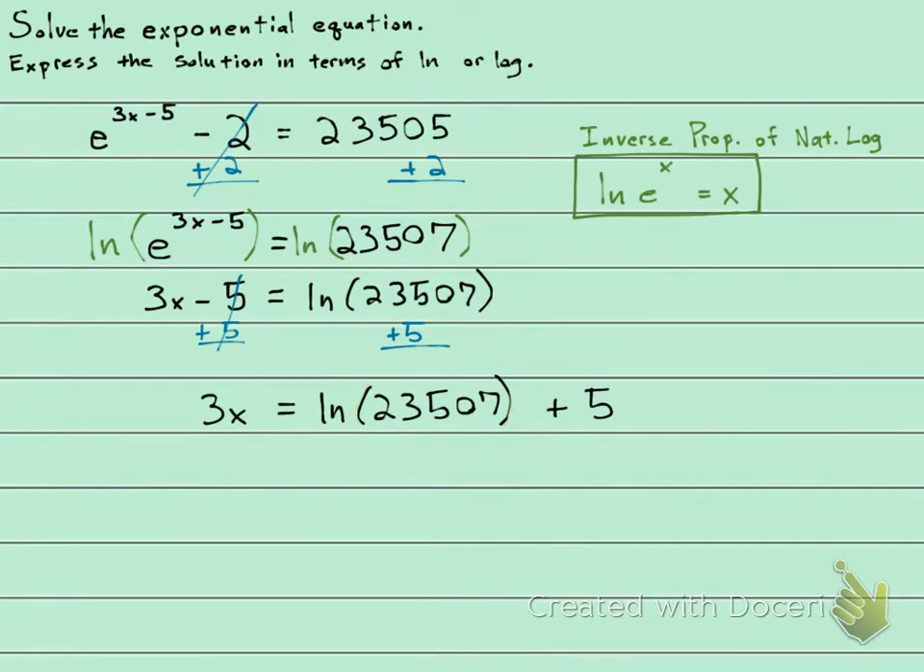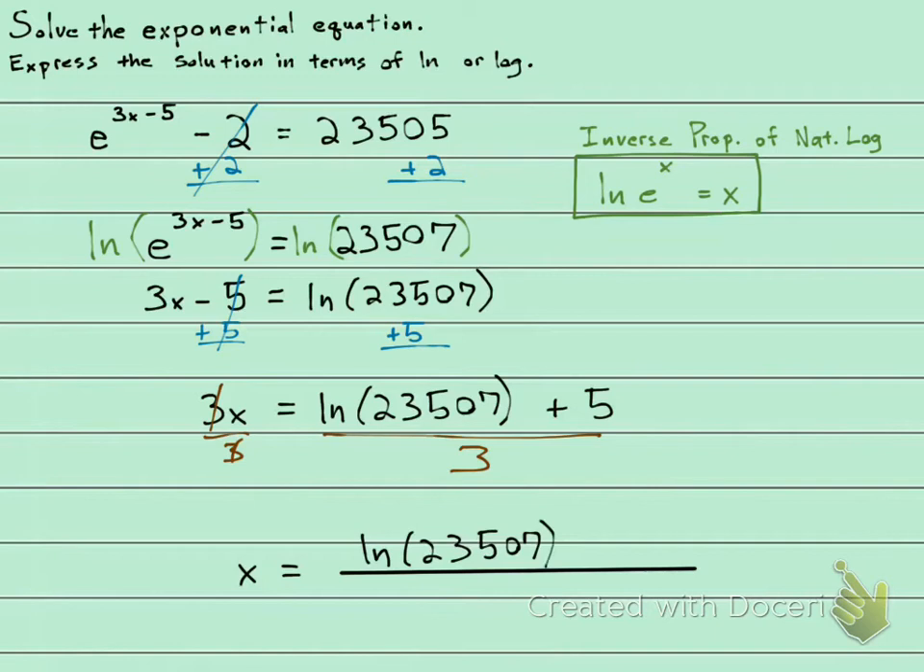All right, one more step. We need to divide both sides by 3. This side over 3 and this side over 3. 3 over 3 reduces down to a 1. And here is my answer. x equals, draw a straight line, x equals the natural log of 23507 plus 5, all over 3. Now, if they want the answer in terms of log or natural log, this is it.